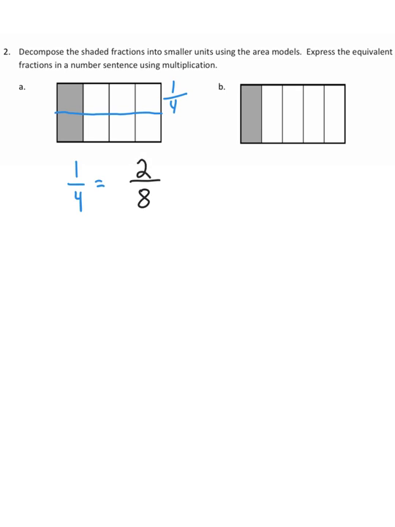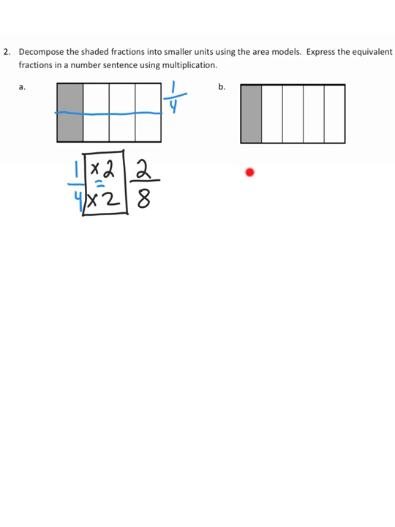Well, now we're going to express this using multiplication. So if we look over here, 4 times what gives us 8? Well, we broke it up into halves. We broke it into 2 rows. So we're going to multiply it by 2 to get 8. And then whatever we did on the bottom, we're going to do to the top. 1 times 2 is 2. So 1/4 is equivalent to 2/8. And we kind of see this pattern here by multiplying by 2.